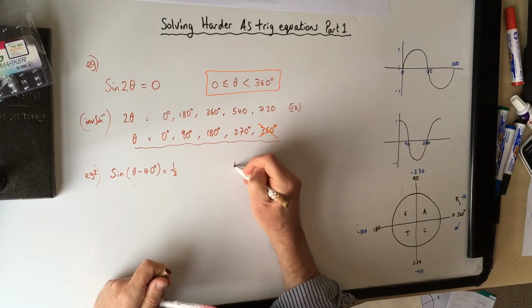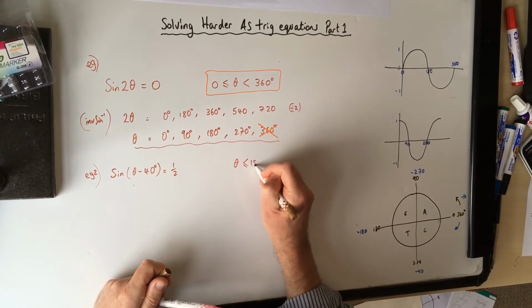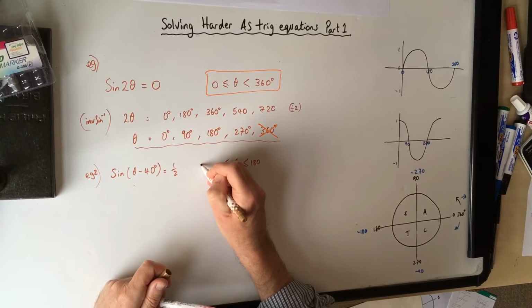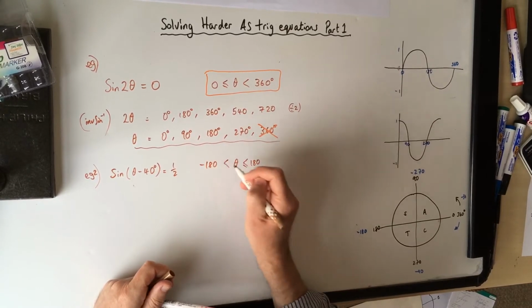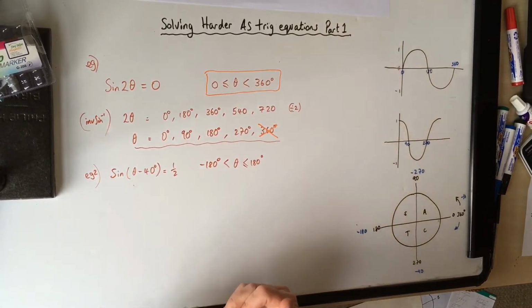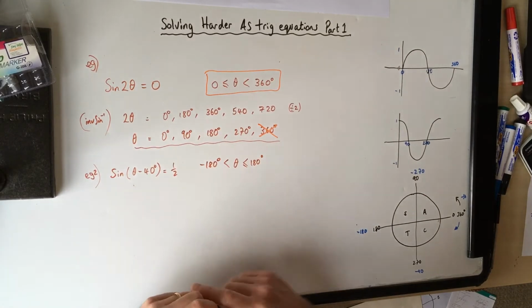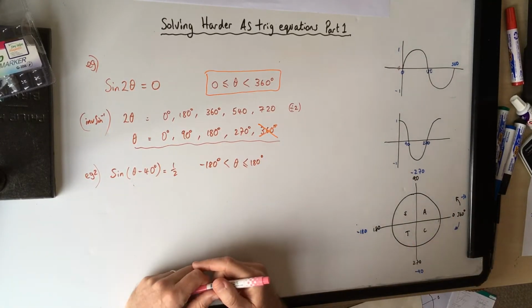So I'll change the range and let's go 180, and yeah, let's go minus 180. Makes it more exciting, doesn't it? Okay, so we're going around the CAST wheel the other way.